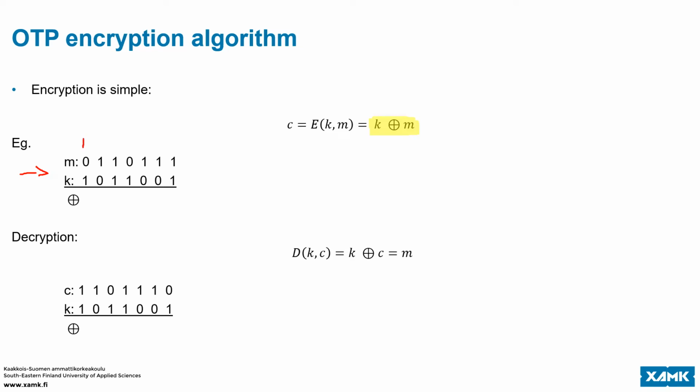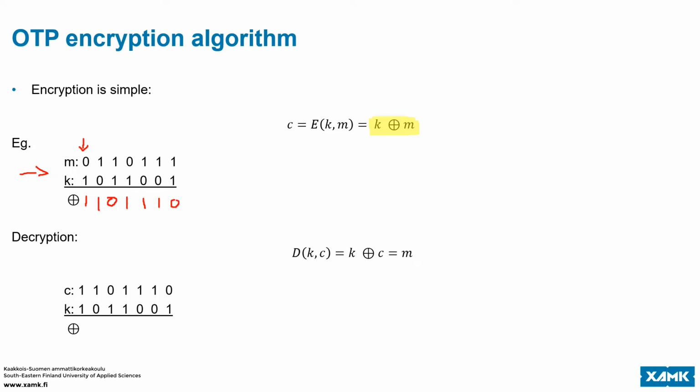So for 0 and 1, the resulting exclusive OR bit is 1. For 1 and 0, it's 1. 1 and 1, it's a 0. 0 and 1 results to 1. 1 and 0 is 1. 1 and 0 is 1. And 1 and 1 is again a 0.